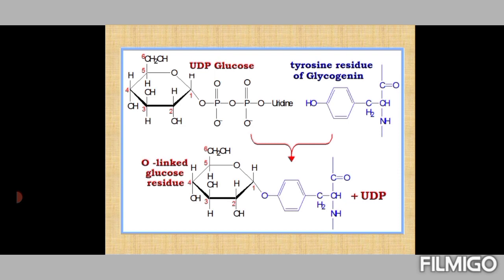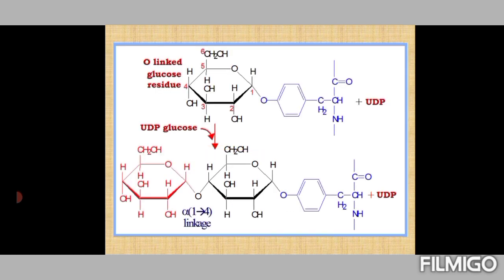Now this is a representation of how glucose from UDPG is added to the tyrosine residue of glycogenin. This is a part of glycogenin. This is the tyrosine residue shown here, and this is UDPG. It attaches here, and a bond is formed. This is called an O-linked glucose residue, and what is left is UDP. So the first glucose subunit is added to glycogenin, and this is followed by addition of further glucose units, and the new glucose unit also comes from UDPG itself.